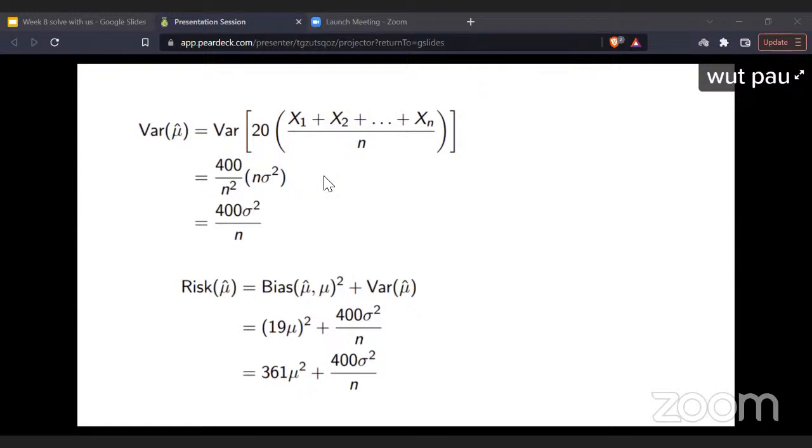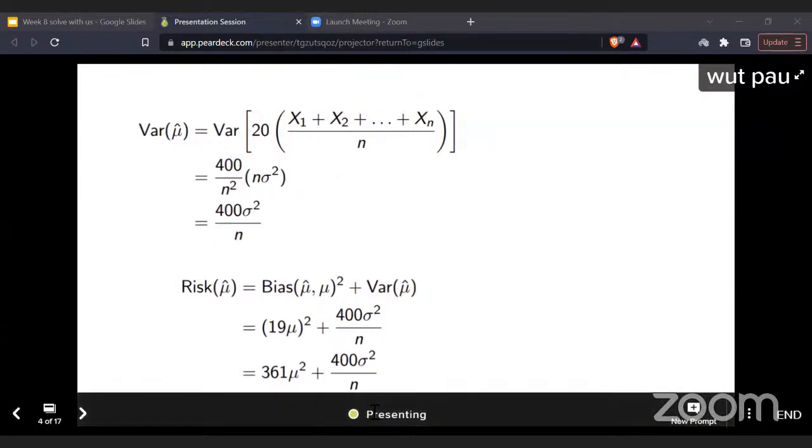So if I approach this problem through that method, then how will I get the answer? Like expected value of theta hat minus theta whole square. Can you try? Did you try that method?